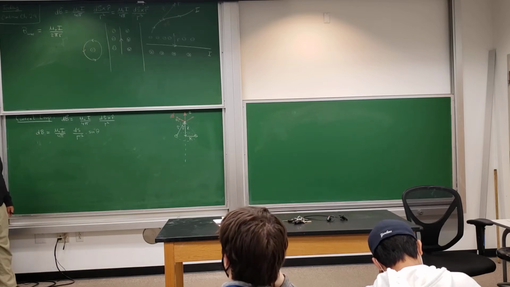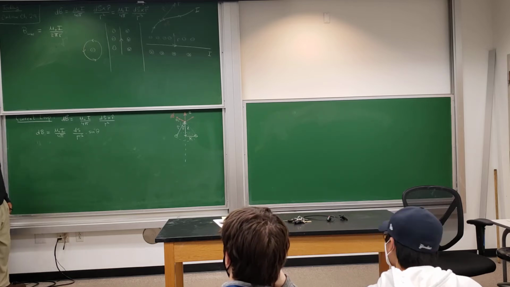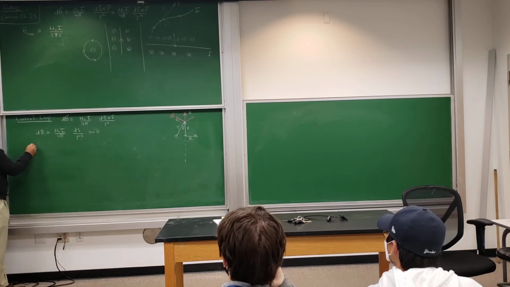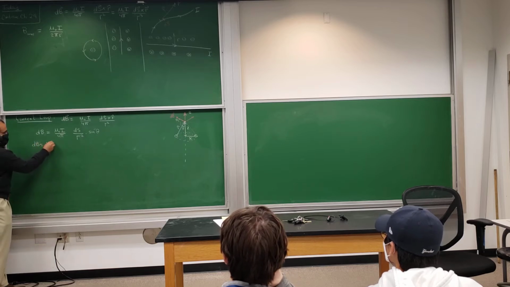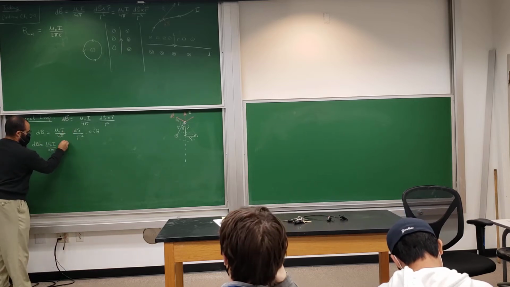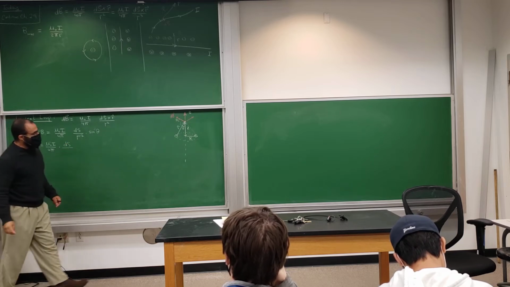Just a few more steps and this one is done. So you get the following. Here, dB equals mu naught I over 4 pi. We will figure out what ds is in a second. ds over r squared.